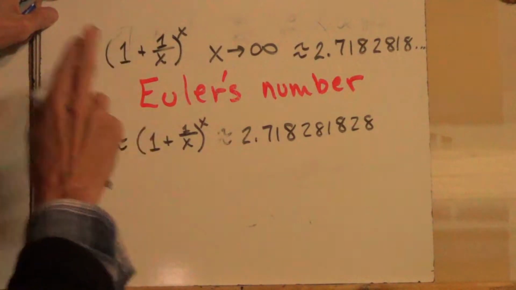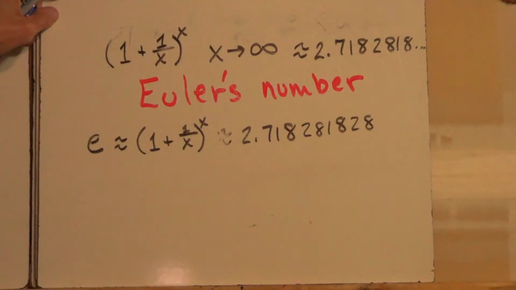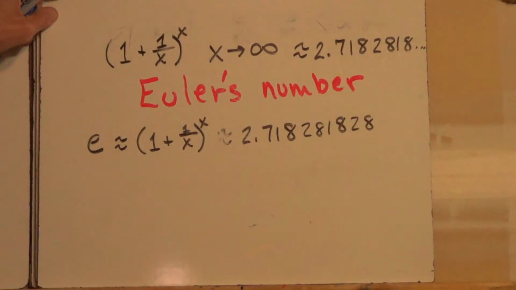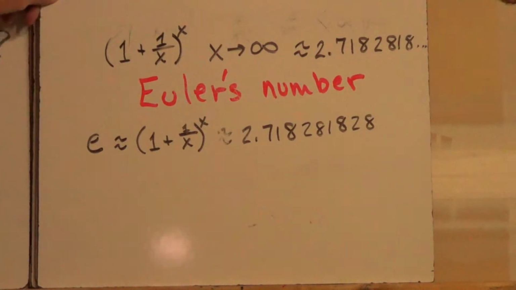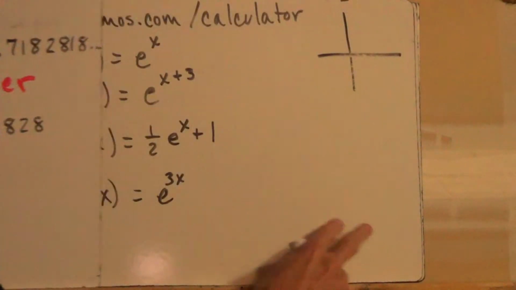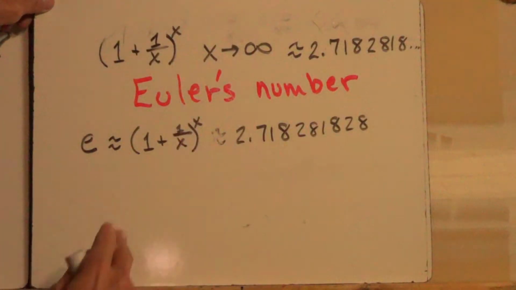And if that looks familiar, remember in the last two lessons how we've taken the 100% plus whatever percent it is? Well, that's how Euler developed this number. He was looking at interest, and here's what it really is.